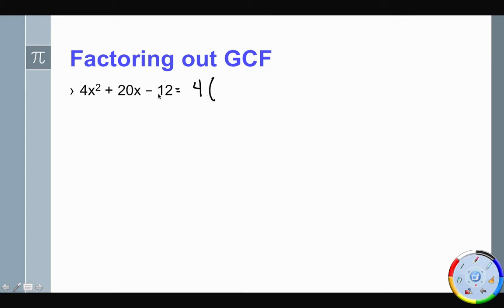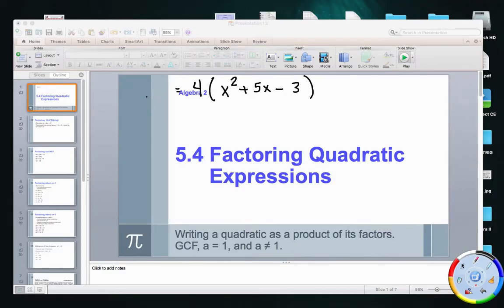If I factor out a 4, I take a 4 out of the 4x squared, and this just becomes x squared. If I take a 4 out of the positive 20, it becomes a positive 5. And if I take a 4 out of the minus 12, I get minus 3. Note that if you were to distribute the 4 back inside the parentheses, you would get the original expression.